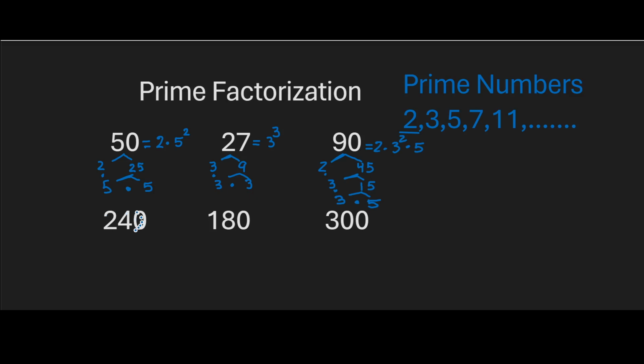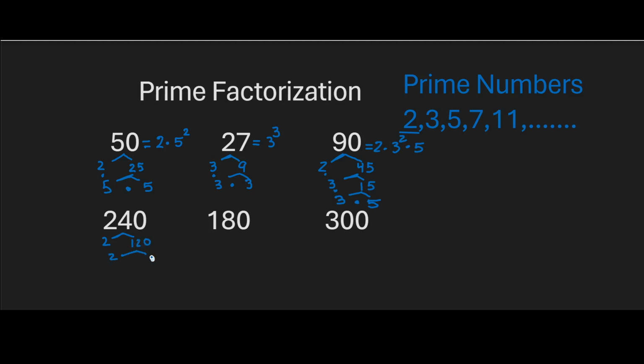Now, the next one, 240. I need to find the prime factorization. I'm going to start with number 2. And when you divide by 2, you're cutting this in half. So we are getting 120. Then we're gonna keep dividing by 2.